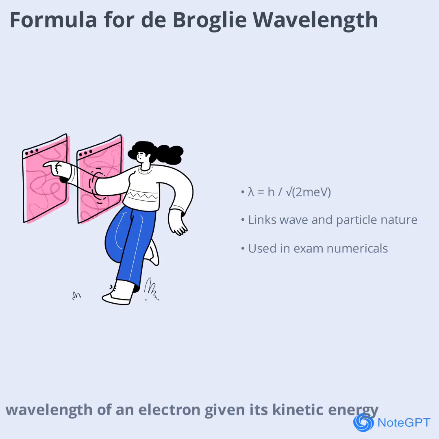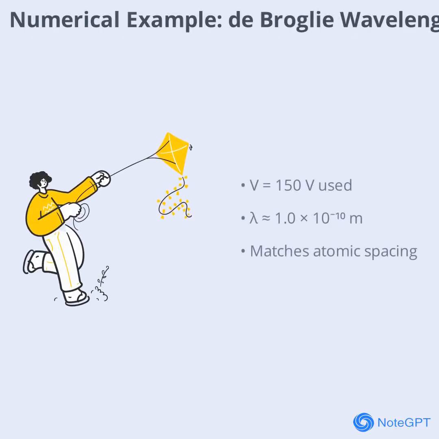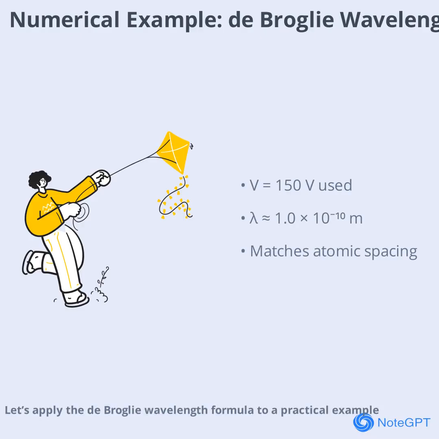This formula allows us to calculate the wavelength of an electron given its kinetic energy. It's a key result that links the wave and particle nature of matter and is frequently used in numerical problems in exams.